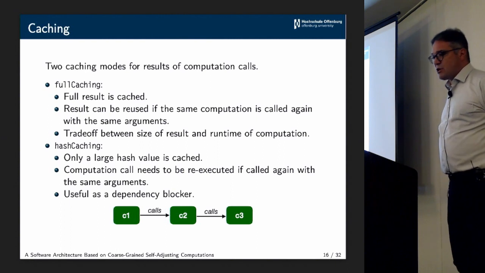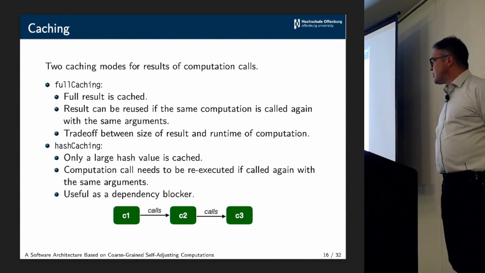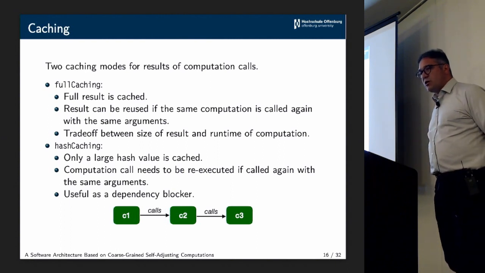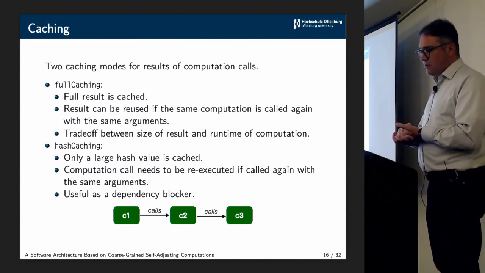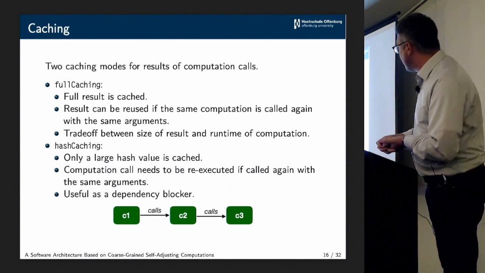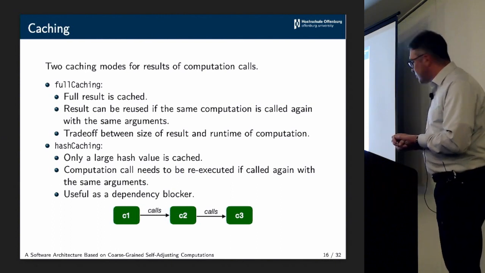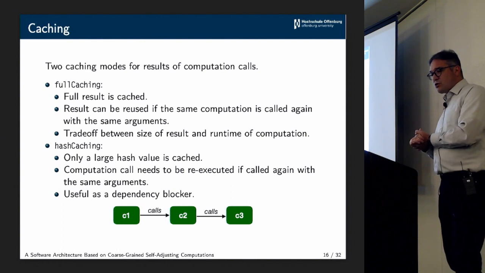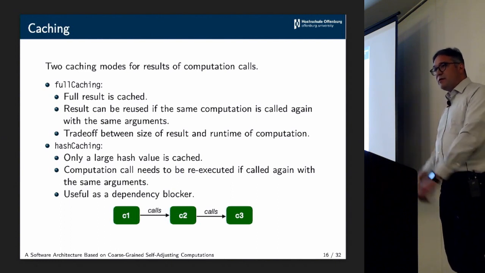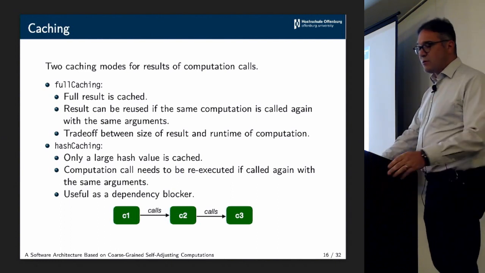There we compute a large hash value from the result of the computation and only cache this hash. Clearly, then you need to re-execute computation calls when they are called again, because we don't have the result in the cache, we only have the hash. But it's useful as a kind of dependency blocker that's very used in some places.